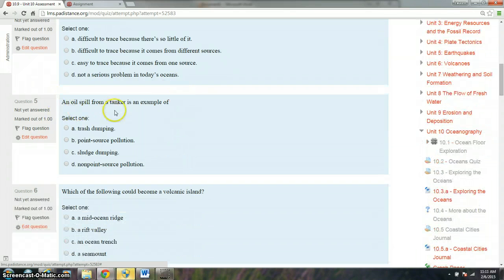Question 5. An oil spill from a tanker is an example of A, trash dumping, B, point source pollution, C, sludge dumping, or D, non-point source pollution.